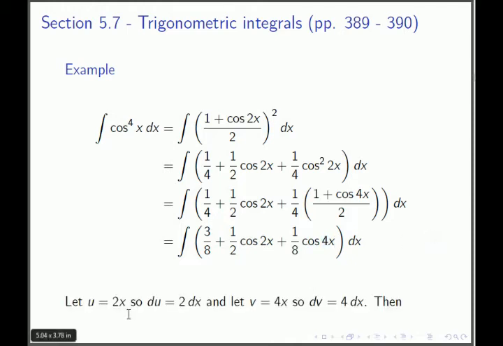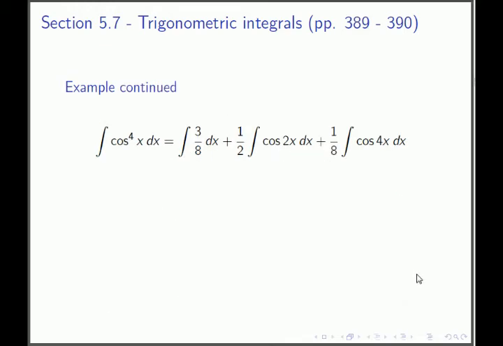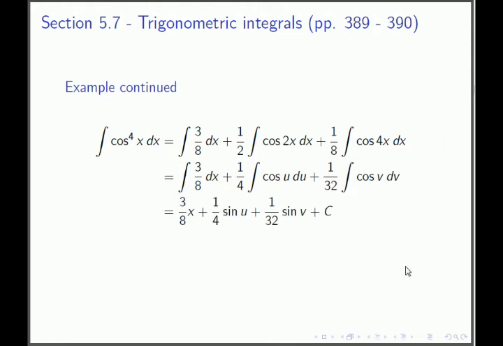So let's let u equal 2x, so du is 2 dx, and let's let v equal 4x, so dv is 4 dx. Then we can rewrite our integral as follows. We're going to make this substitution here. 2x is u, the dx was du over 2, that's why this became a 4 here, and then 4x was v, and dx was dv over 4, which is why this became a 32. Alright, now we have three basic integrals which we can just write down, and then don't forget to back substitute.